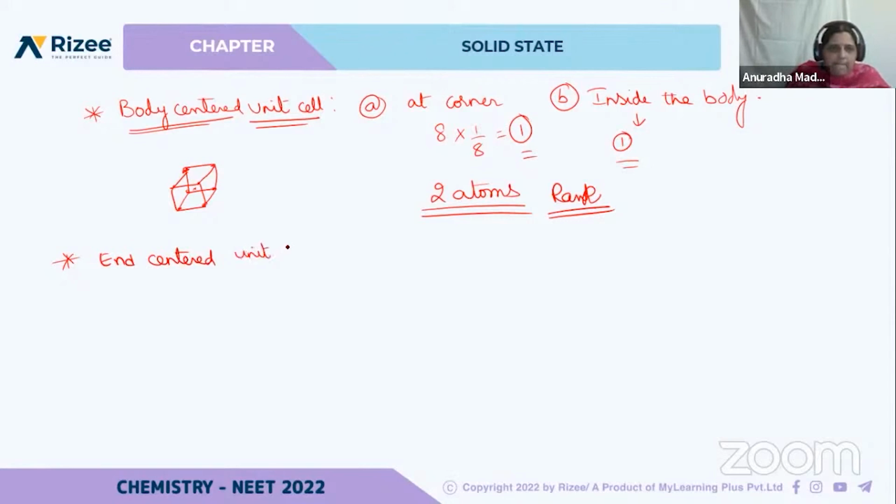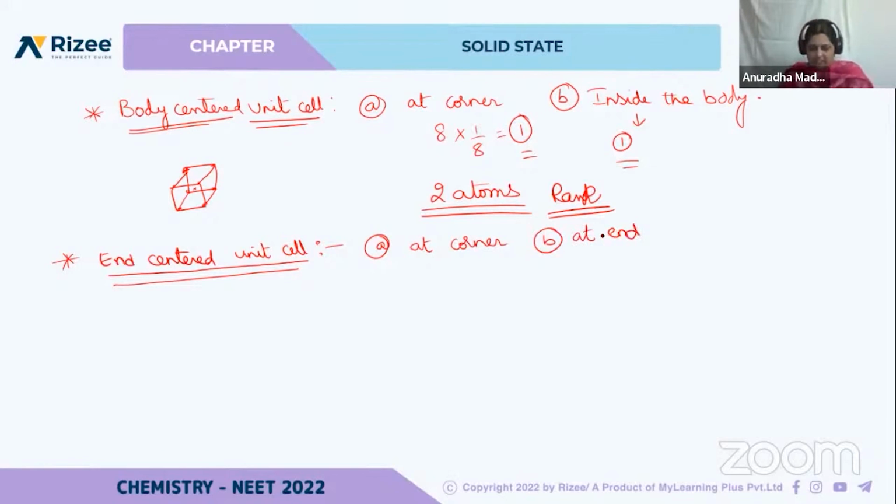End-centered unit cell. In this one also, atoms at the corners and at the ends. Ends of the unit cell, or else we can say opposite sides of faces. You can consider this face and this face, or else the top one and the bottom one, or the right face and the left face. You can consider anything.